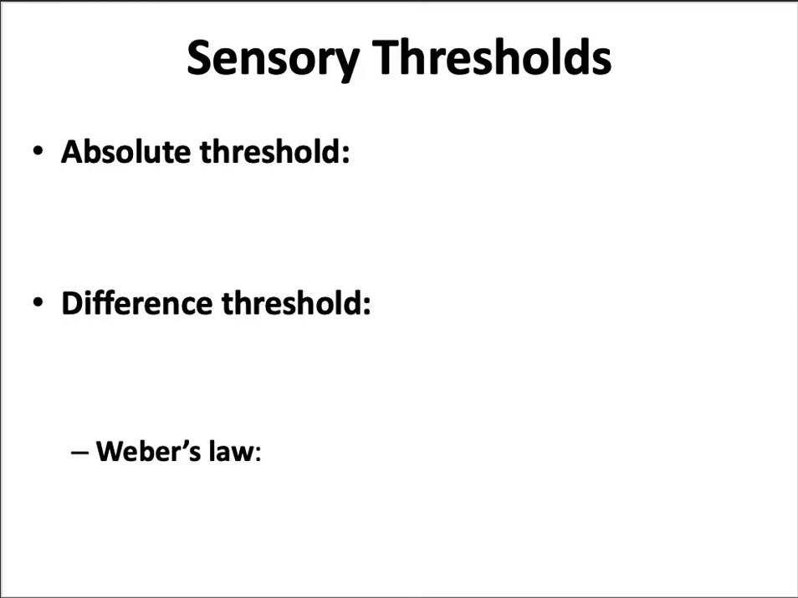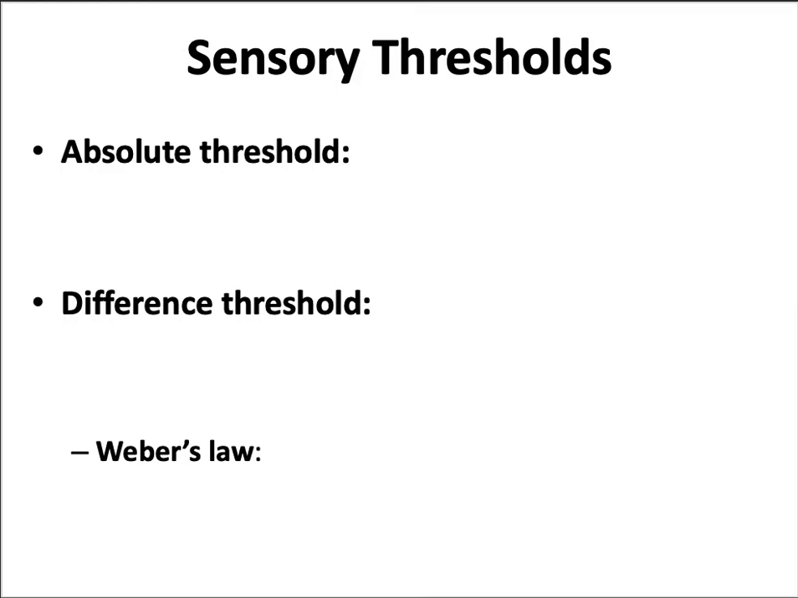All of this involves thresholds. An absolute threshold is the minimum intensity of stimulation that must occur before you experience a sensation. And a difference threshold, this is the minimum amount of change required for a person to detect a difference between two stimuli.